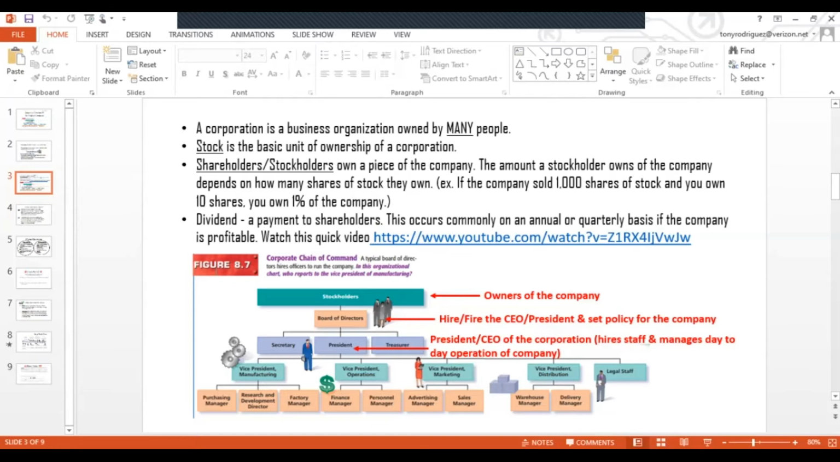Now, to answer this question, it says, in this organizational chart, who reports to the vice president of manufacturing? Look over here. You have the vice president of manufacturing right here, who reports directly to the CEO. But who falls under his department or his watch? You have the purchasing manager, research and development director, and the factory manager. That should have been an easy question right there. Everybody probably got 100 on that one.